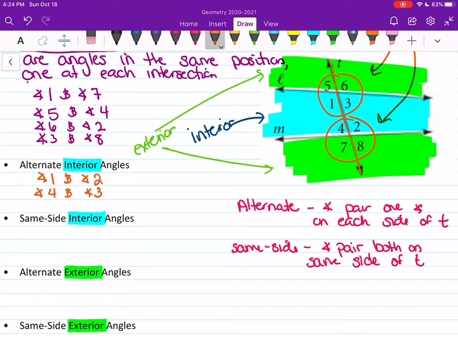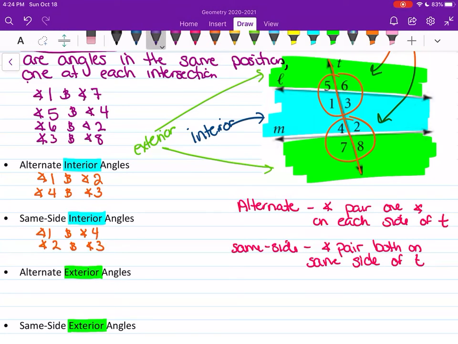All right, so now if I look at same side interior, and I look at angle 1 to start with, the same side interior to angle 1 would have to be angle 4. It's the only angle that is on the same side of T. And then that would mean angle 2 and angle 3 are my other pair of same side interior angles.